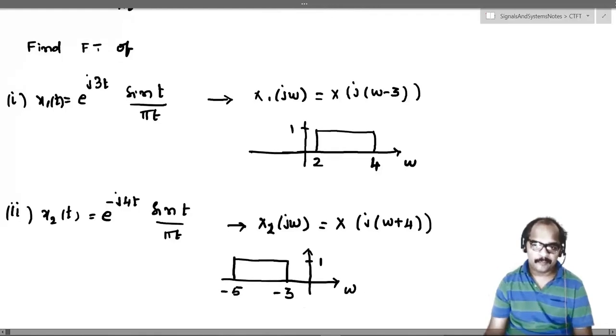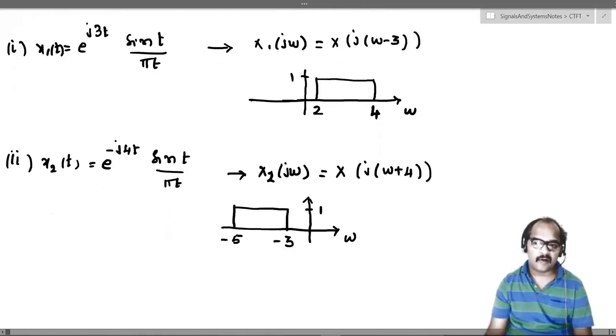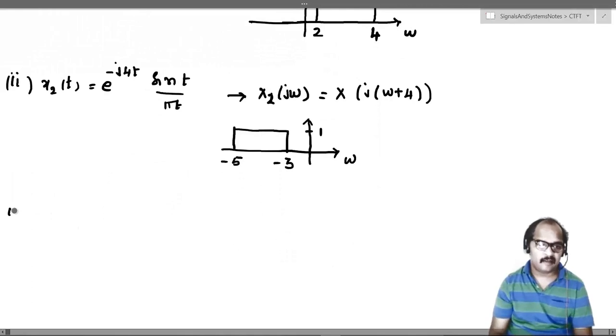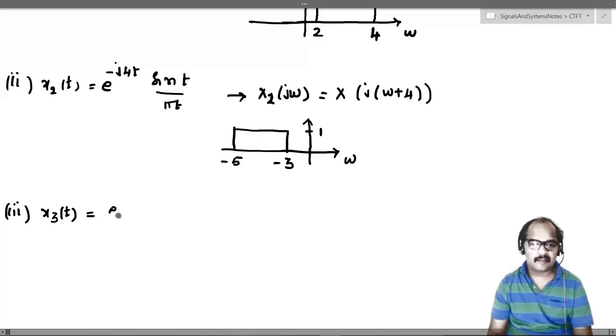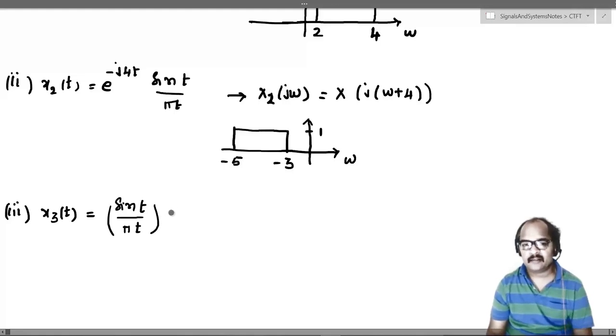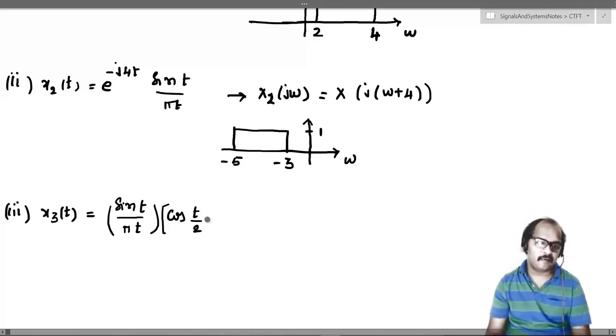Now if you add these two, what will happen? Let us take that as a third signal. We take x3 of t to be equal to sine t divided by pi t, and this is multiplied with, let us say, cos t by 2.